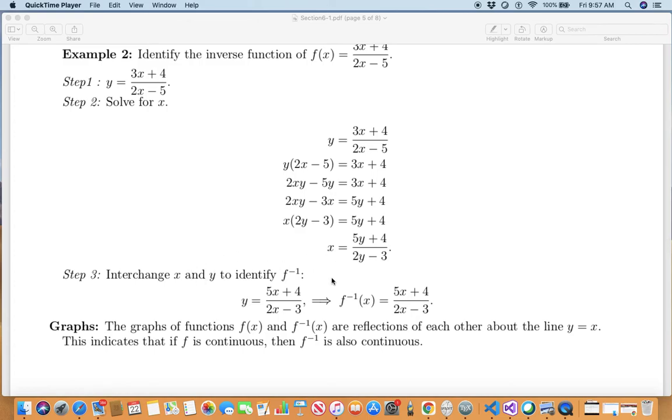Now interchange x and y. Where I see x, I write y. Where I see y, I write x. Everything else stays the same. The right hand expression now is the inverse.